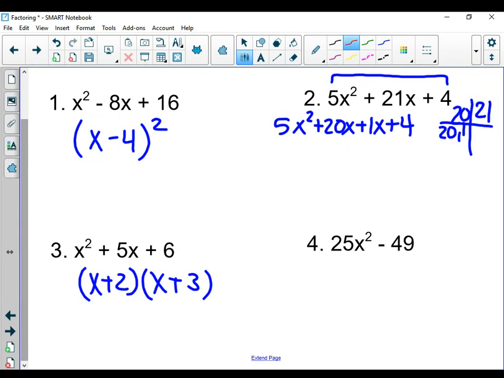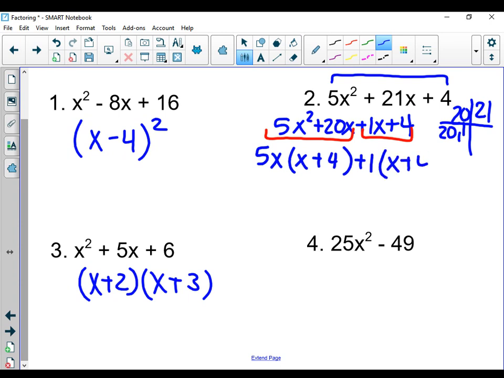And we factor by grouping. So I can take out a 5x here. I'm left with x plus 4. I can take out a 1. I'm left with x plus 4. What do I see double? X plus 4. And what's left over is 5x plus 1.